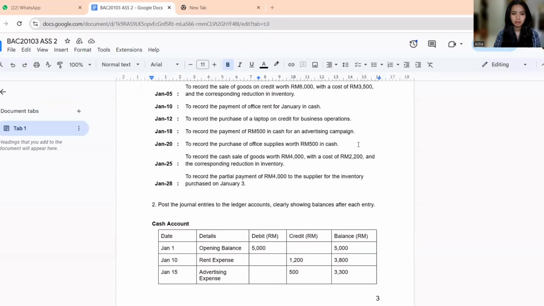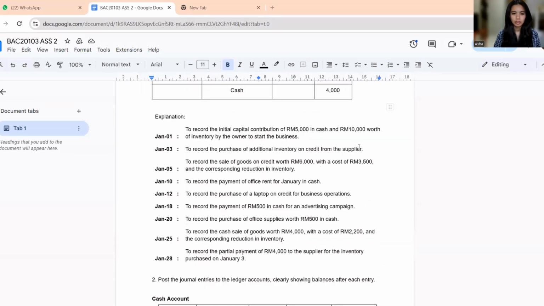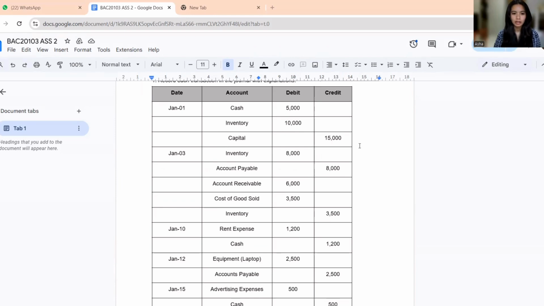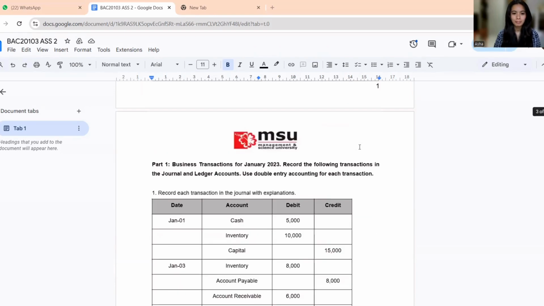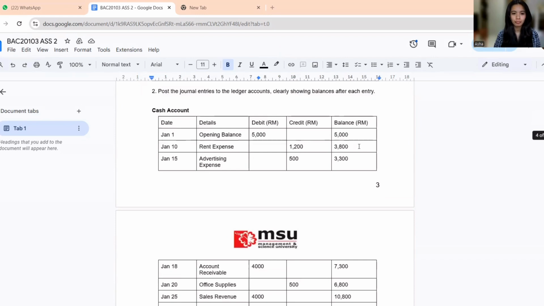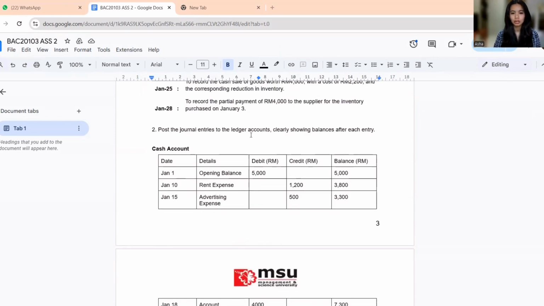So I'll be explaining about the ledger for the first question. Let me share my screen first. Basically, I'll be explaining part 1, question number 2. Post the journal entries to the ledger accounts, clearly showing a balance after each entry. So the first one, we have cash account. On the 1st January, opening balance, we have 5,000 debit, and the balance is 5,000 ringgit.